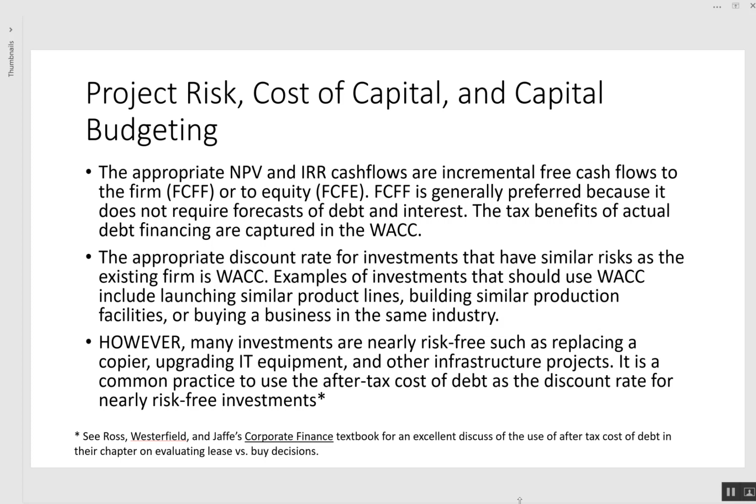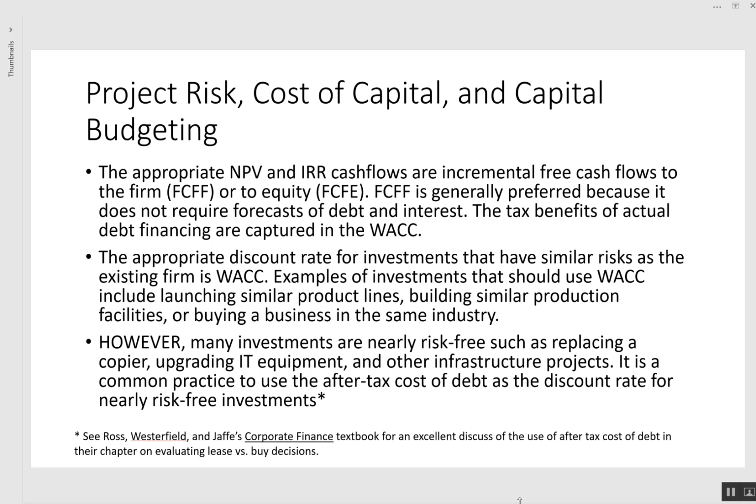So you can make an argument that an investment in, say, an infrastructure project, something not related to the basic industry risk of the business, could be discounted at a risk-free rate of return if the cash flows are certain. Now, in practice, what firms will often do is use the after-tax cost of debt. Because those projects aren't exactly risk-free, they're nearly risk-free. So an after-tax cost of debt is a proxy for kind of a low-risk project in the firm.